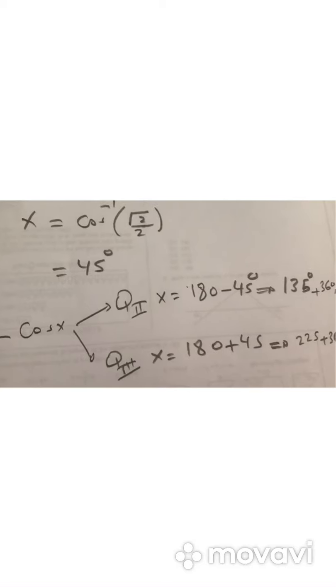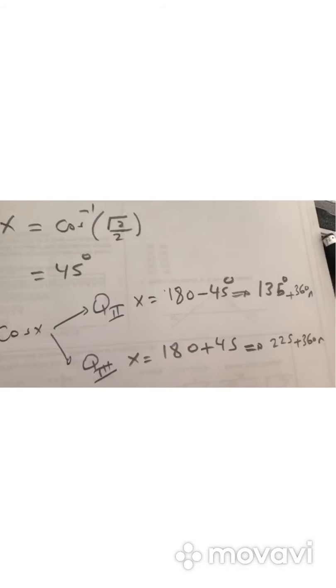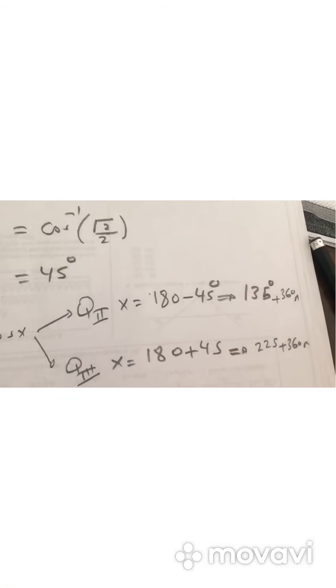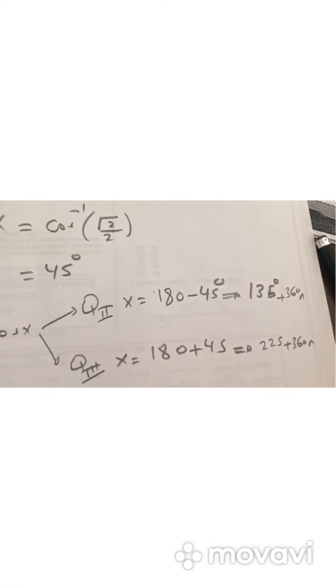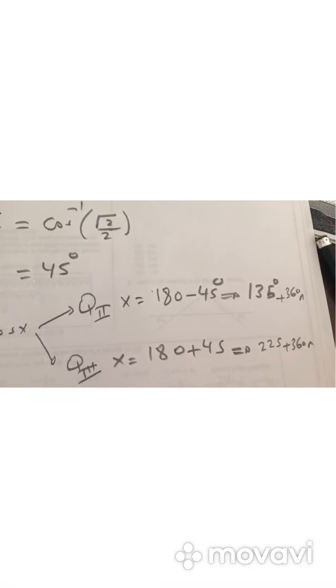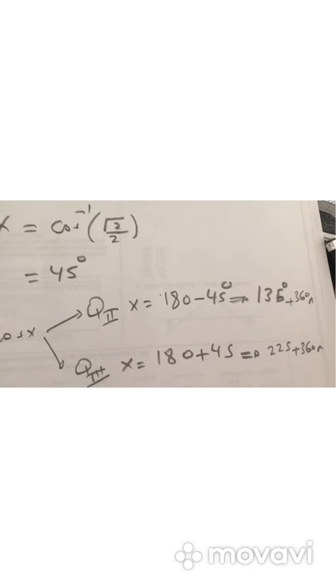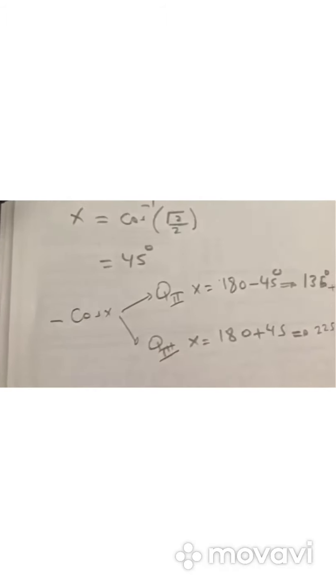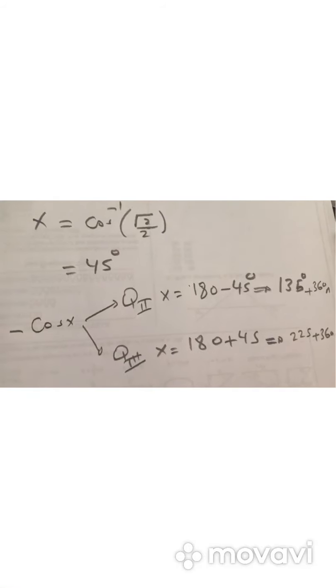So x will be equal to 180 minus 45, which is 135, plus 360n. And in the third, it will be 180 plus 45, which is 225, plus 360n. That's really simple, and I know it's easy, and we took it before. And okay, we can find it in radian as simple as this.